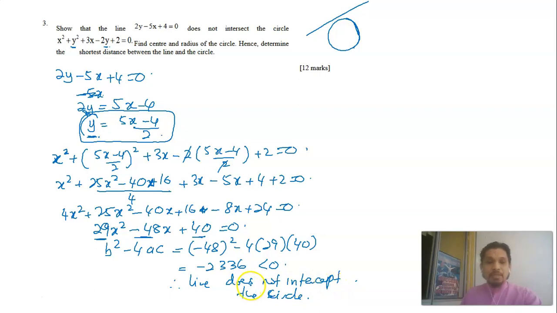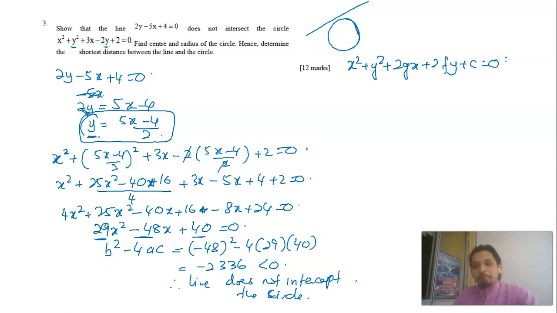Okay, so that's it now. And find the center and radius of the circle. Class, to find the radius and center of the circle, you may choose either completing the square or comparing with the formula of the general equation of a circle, which is x squared plus y squared plus 2gx plus 2fy plus c equal to 0. I'm preferring that we compare with that, rather than using the completing the square process. It's all up to you then.